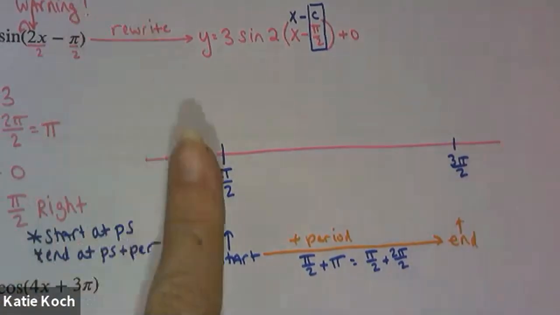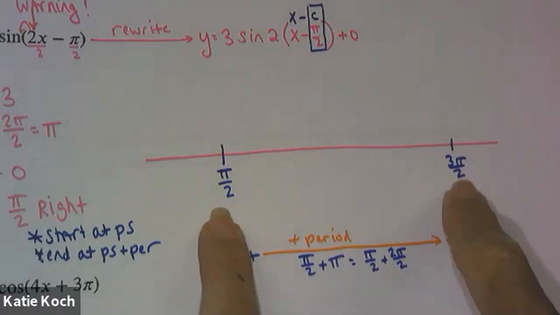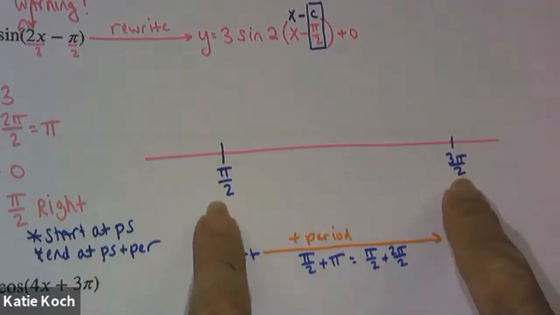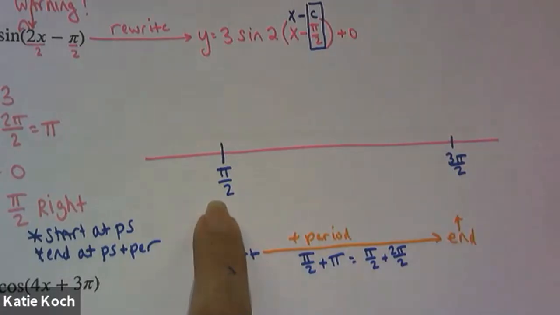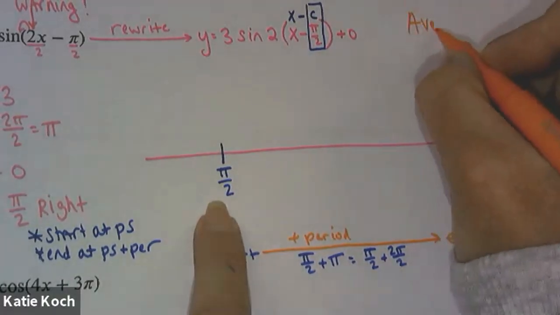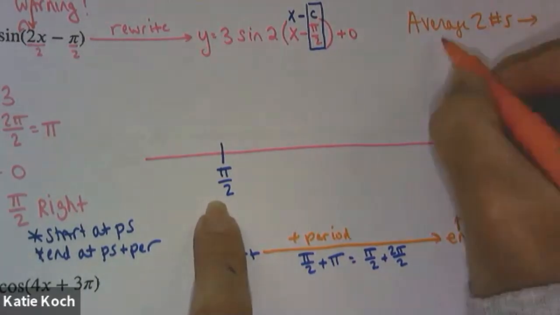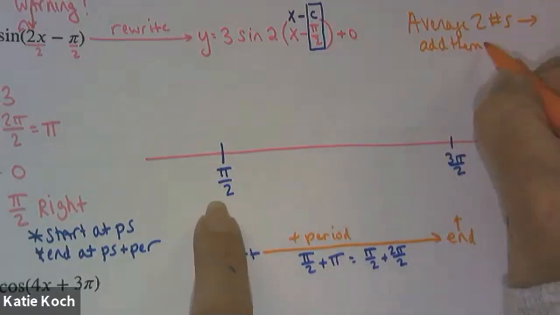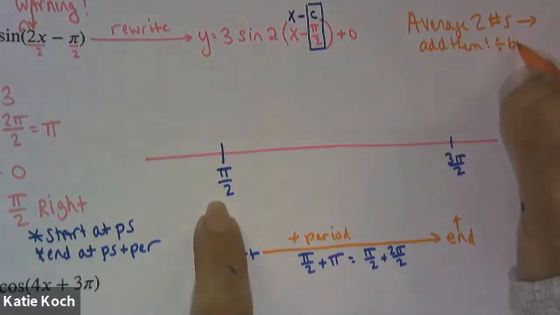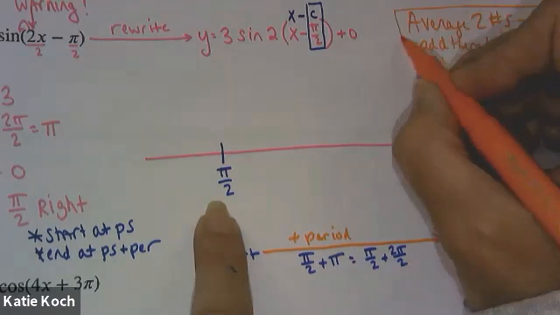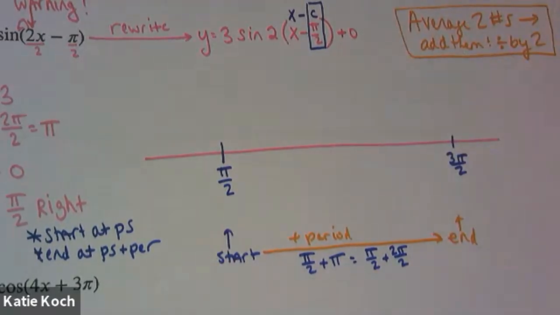Like I need to figure out what's right between pi over 2 and 3 pi over 2. So I need to figure out how to average these numbers together. To average 2 numbers, I am going to just add them and divide by how many there are, which would be 2. Like if you said to me, oh, I got a 90% on my first test and 100% on my second test, and you want to know what's the average, you would do 90 plus 100 and divide by 2. You add them together and divide by 2.